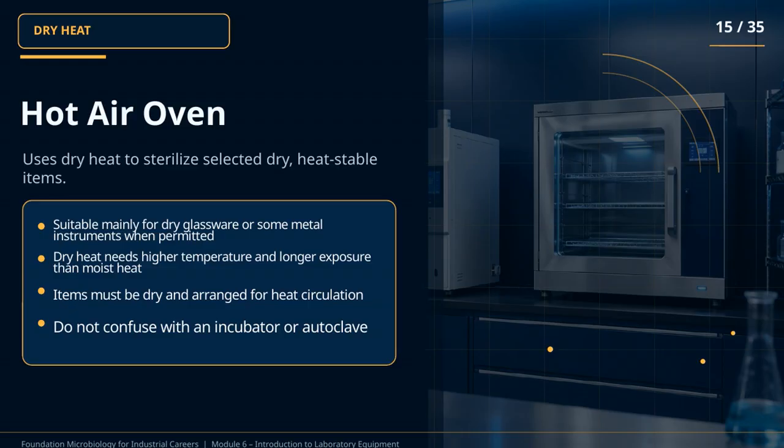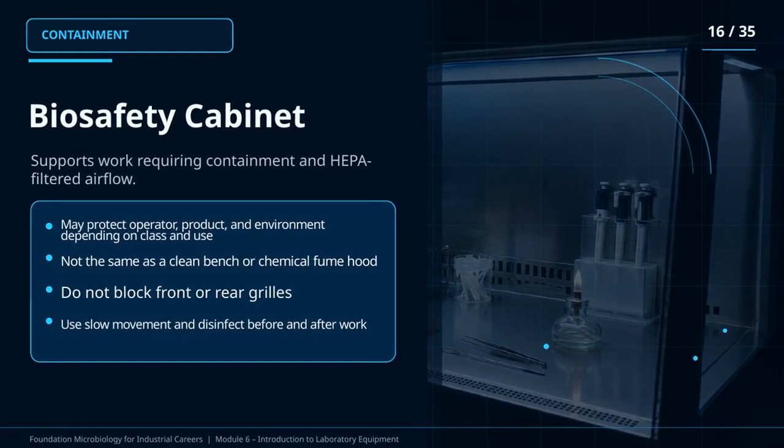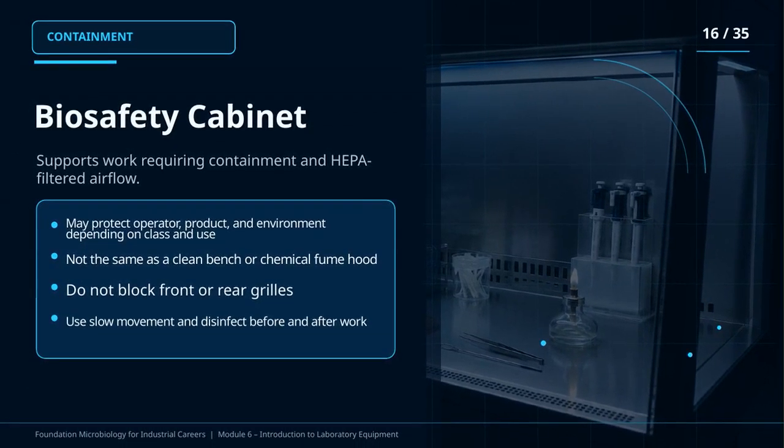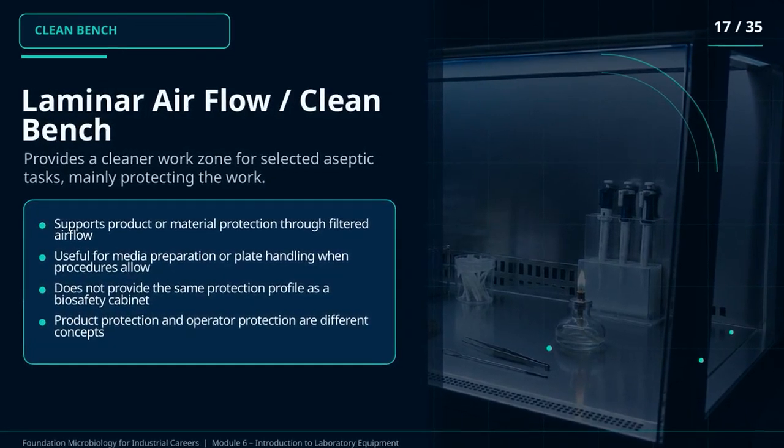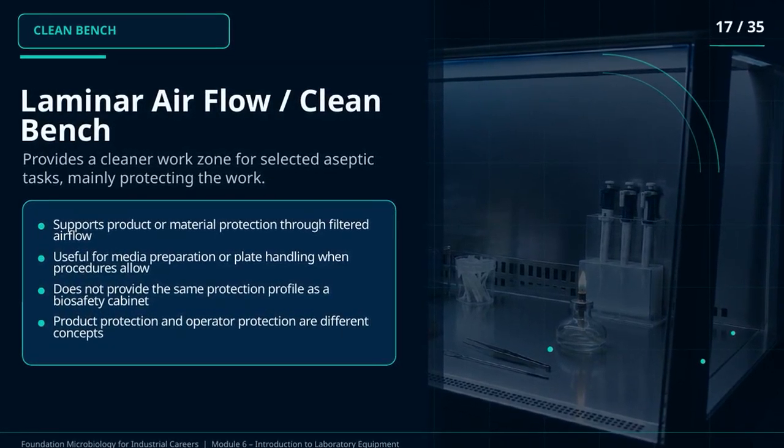A biosafety cabinet supports work that needs containment and HEPA-filtered airflow. Depending on its class and correct use, it may protect the operator, product, and environment, but blocked grills and crowded work areas reduce its performance. A laminar airflow unit or clean bench provides a cleaner work zone mainly for product or material protection. It does not provide the same protection profile as a biosafety cabinet, so operator protection and product protection must not be confused.